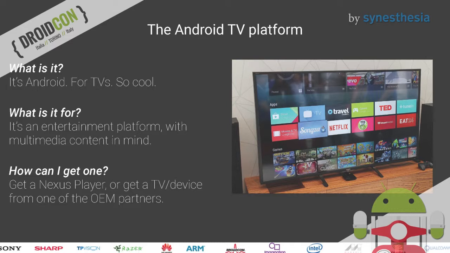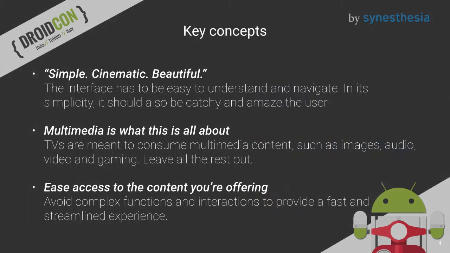So how can you get one? Well, you can either buy a Nexus Player or a Razer Forge, or you can also buy a TV from the likes of Sony or Sharp that come with Android TV pre-installed as an OS. But we as developers need to keep in mind some key concepts when developing for Android TV.